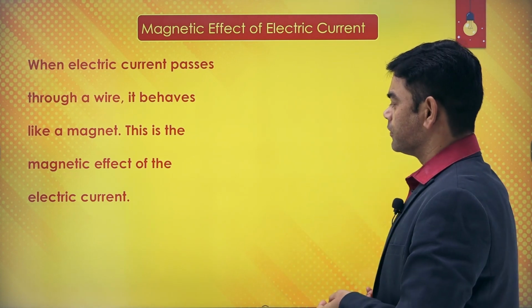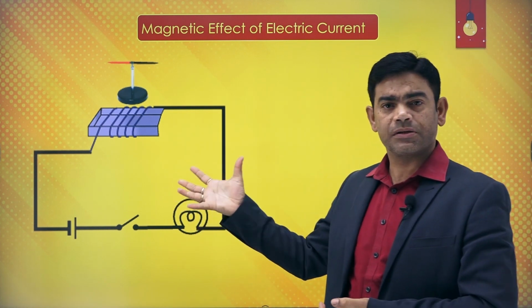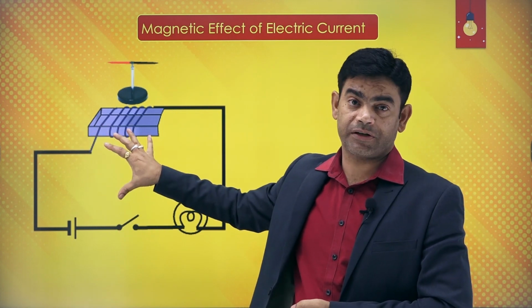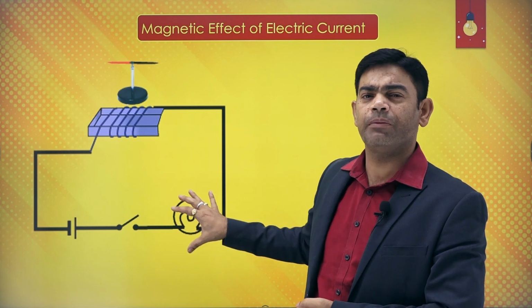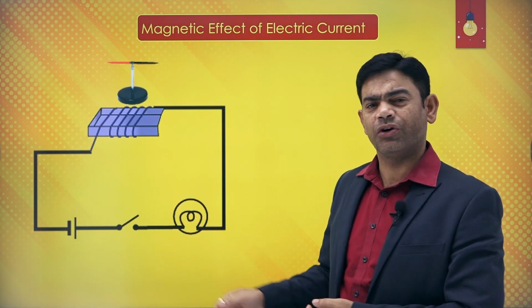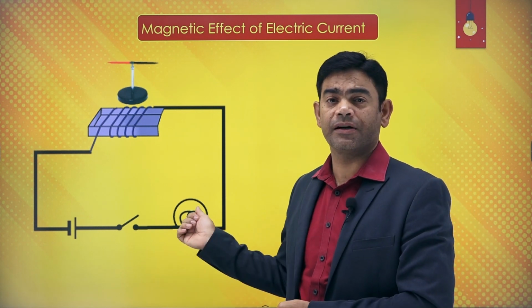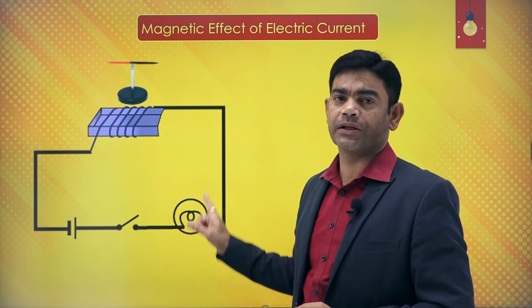The experiment, the animation you can see over here. In this, we have an electric circuit, which has a cell, a switch, and a bulb. I am putting the bulb here just as an indication that the current is flowing or not. Otherwise, no need of this bulb in the circuit. This bulb is an indication to show that the current is flowing in the circuit.